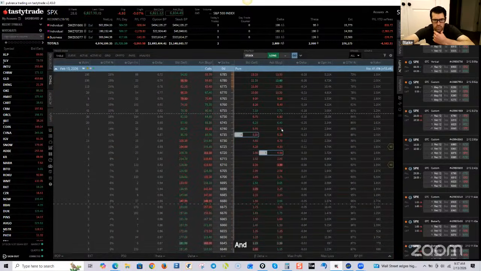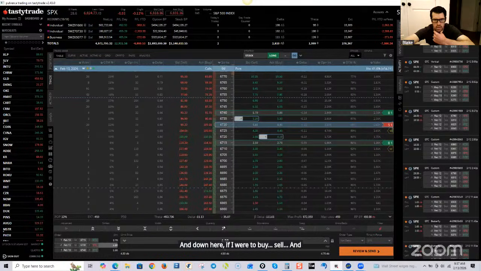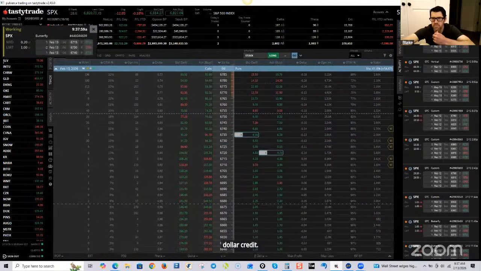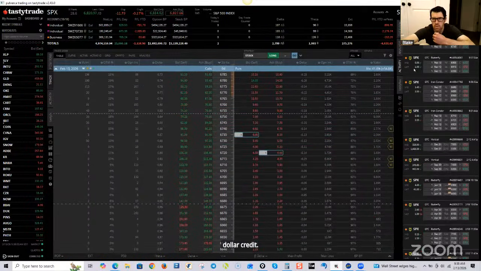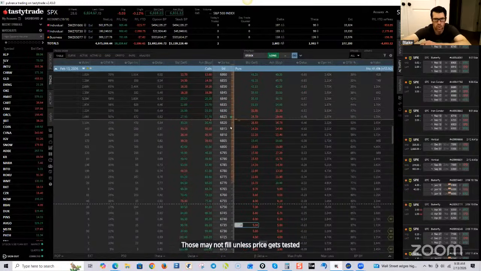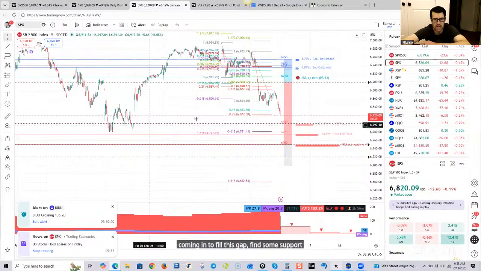And down here, if I were to buy, sell, and buy, $1 credit. Okay, so some defense on a broken wing butterfly, defense on a broken wing butterfly. Those may not fill unless price gets tested one way or the other. So if we have some pressure to the downside here, coming in to fill this gap, find some support around 6780, 6800 zone.